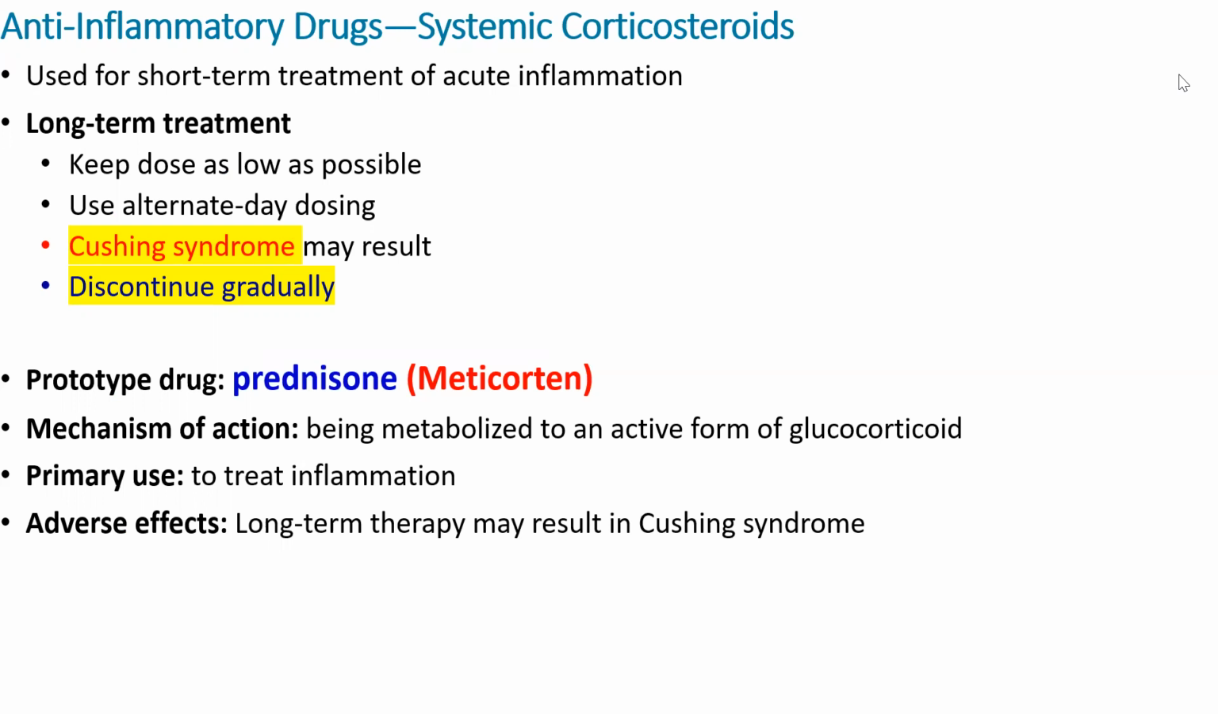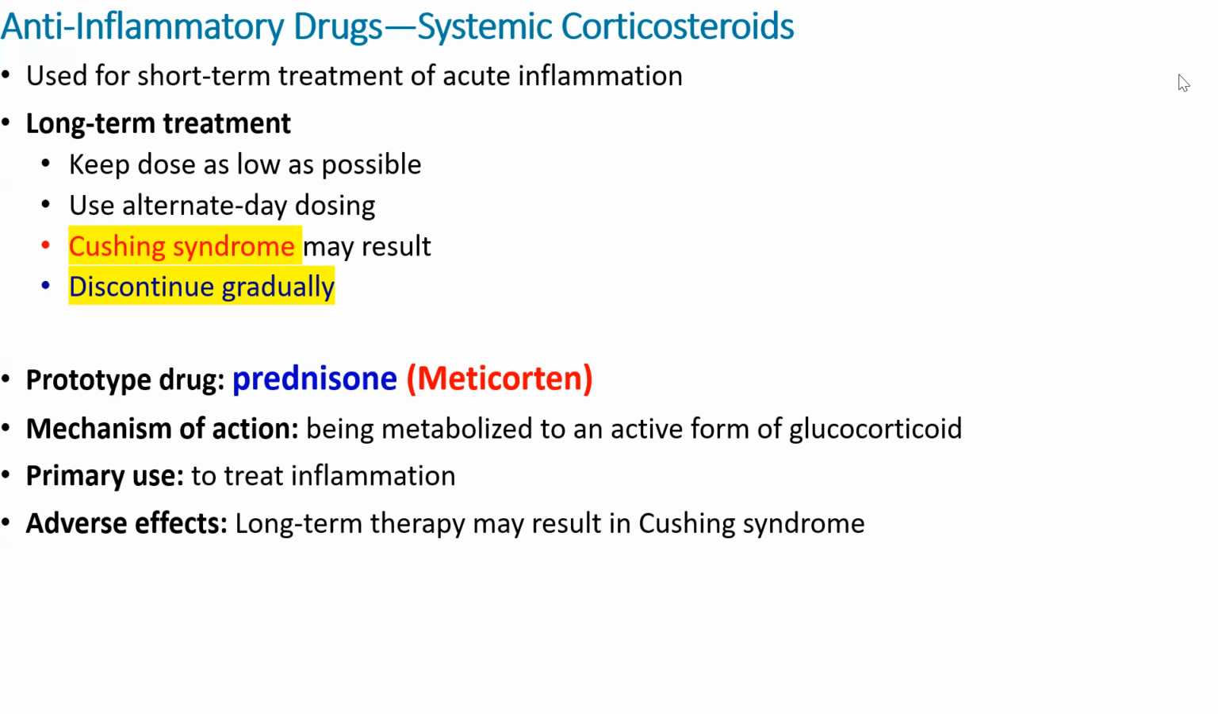Now, for long-term treatment, we can prescribe the drug for long-term, but we have to keep the doses as low as possible. We use alternate day dosing. And we anticipate that the patient may develop Cushing syndrome, and that's from the consistent elevation of steroid, or receiving the corticosteroid on a daily basis.